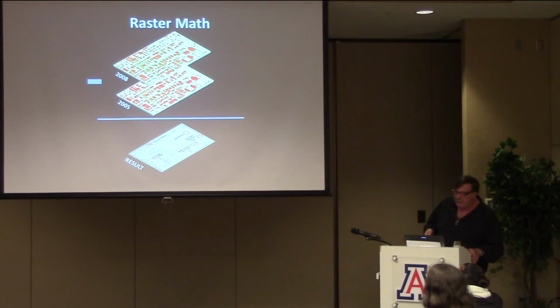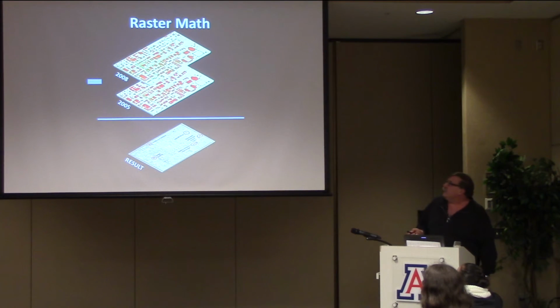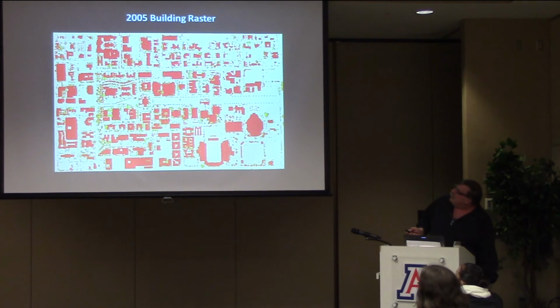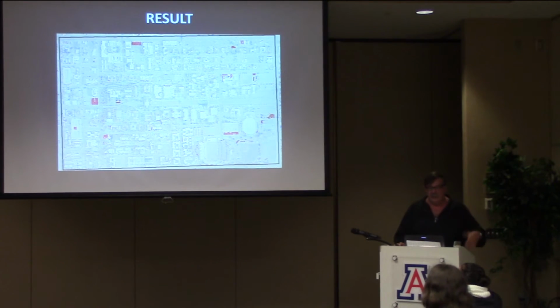So this is kind of graphically showing what I did. I took 2008 and I subtracted it from 2005 and came up with a resultant raster. This is 2005, and I get my change raster. And I was able to identify 5 major buildings that had been built during that 3-year period.